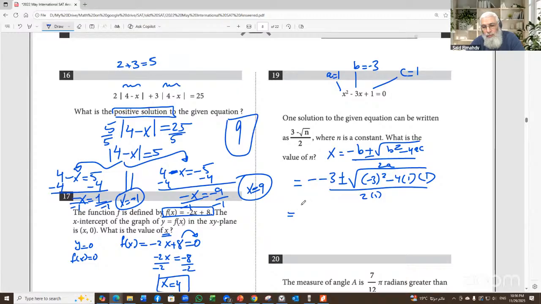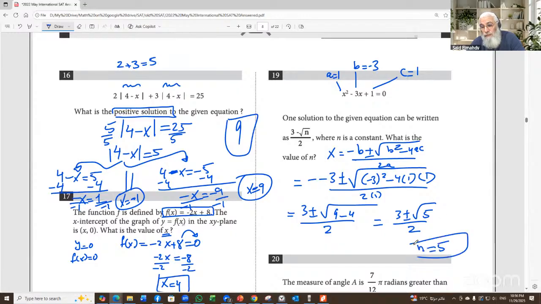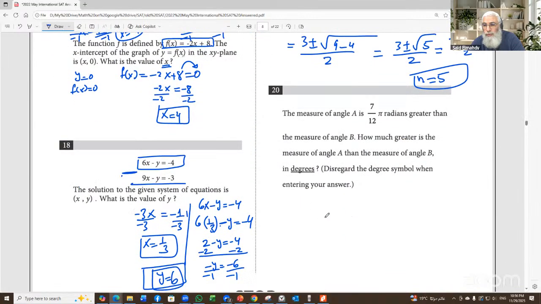Minus 3 means plus 3, plus or minus square root. -3 squared is just 9, minus 4 times 1 is 4, divided by 2. So it is 3 plus or minus square root 5, since 9 minus 4 is 5, divided by 2. So n is just equal to 5, because this is 3 minus square root n over 2. So n is 5. Solution is 5. Number 20.